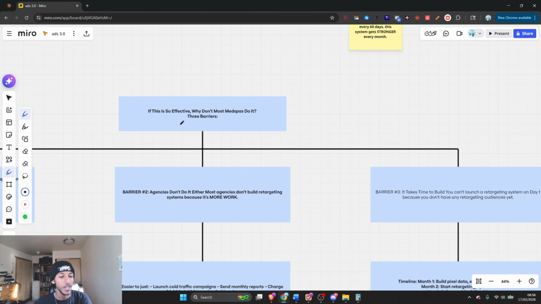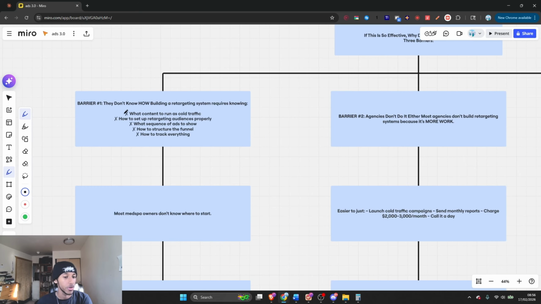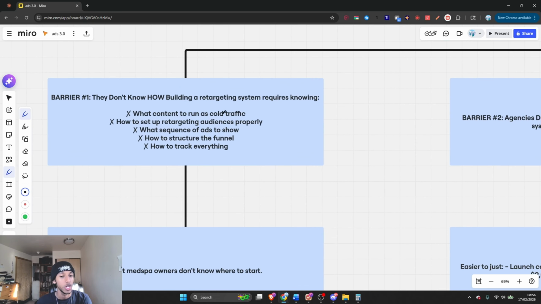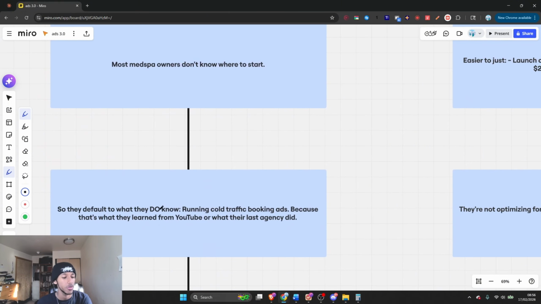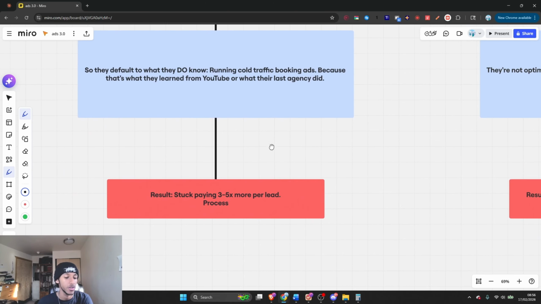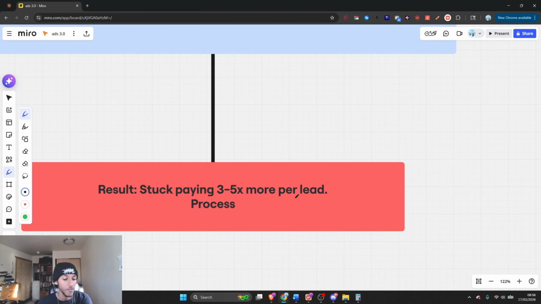But if this is so effective, why don't most med spas do this? Here are the 3 reasons. Barrier 1, they don't know how to build a retargeting system. It requires knowing what content runs to cold traffic, how to set up retargeting audiences properly, what sequence of ads to show, how to structure the funnel, how to track everything. Most med spa owners don't know where to start, so they default to what they do know, running cold traffic booking ads, because that's what they learned from YouTube or what their last agency did, which results in paying 3 to 5x per lead.